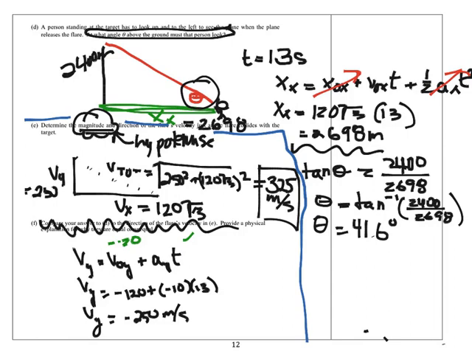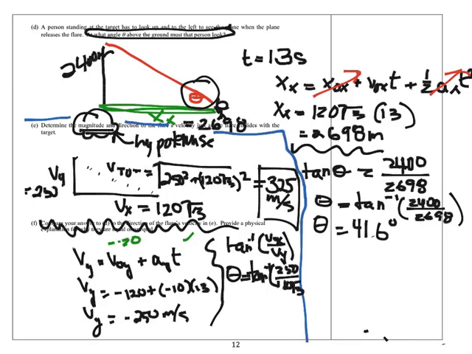And if I want to find the angle, I can use inverse tan of Vy over Vx. So our angle will be inverse tan of 250 over 120 times the square root of 3, and we end up with an angle of 50.2 degrees.